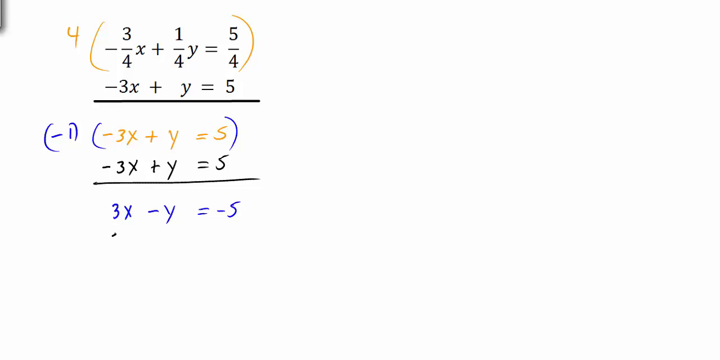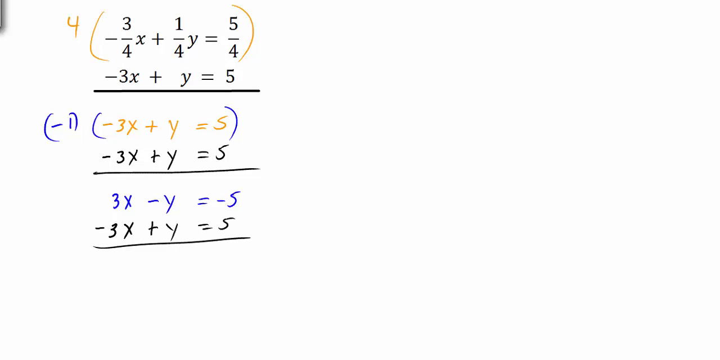And then you're going to notice on the bottom we have negative 3x plus y equals 5. So if we go to add the equations together, 3x and negative 3x cancel, negative y and positive y cancel, so we're left with 0 equals, and once again the 5s even cancel, so we have 0 equals 0. Now this here is a true statement.